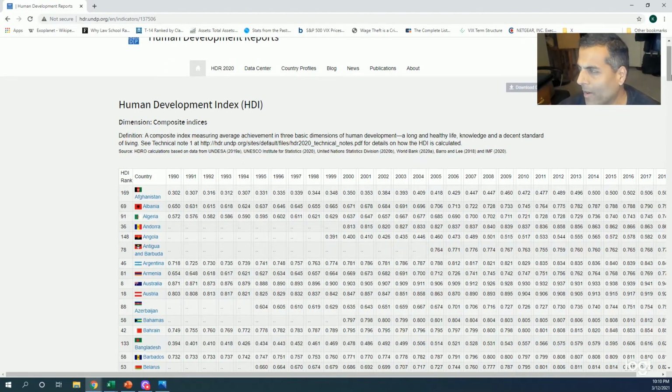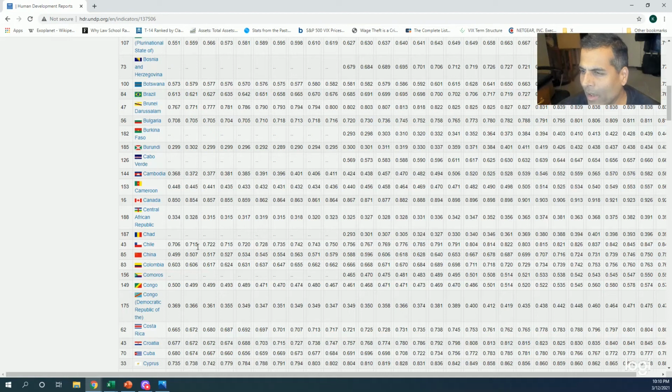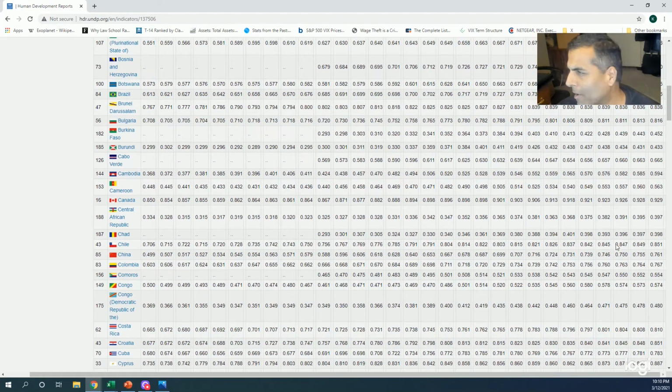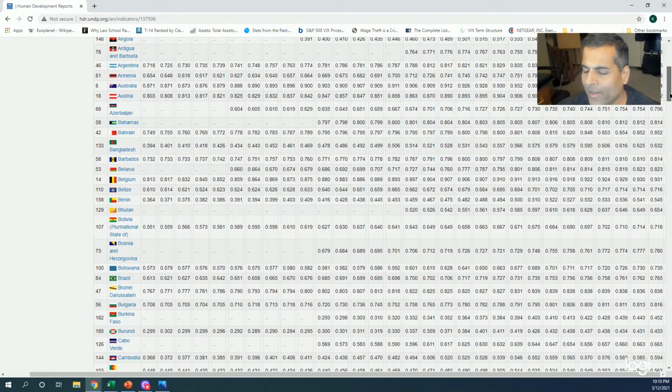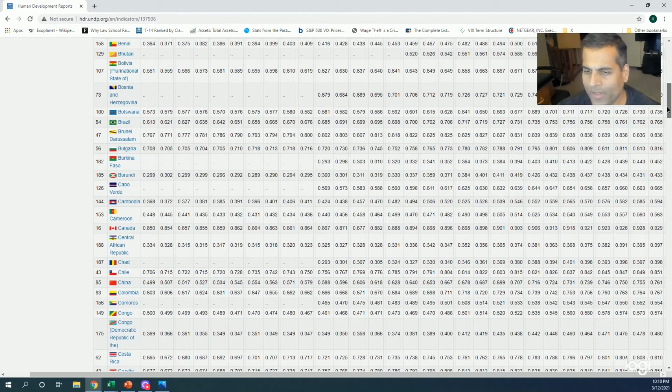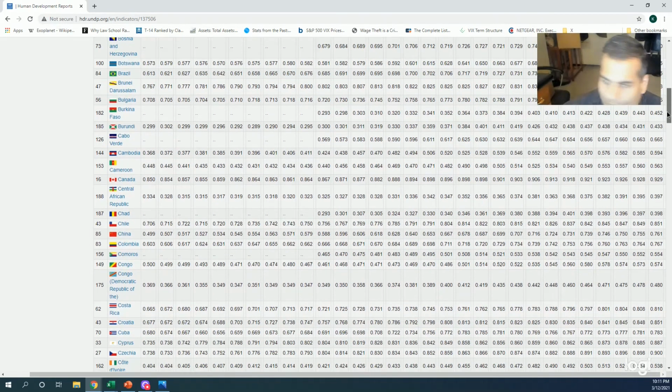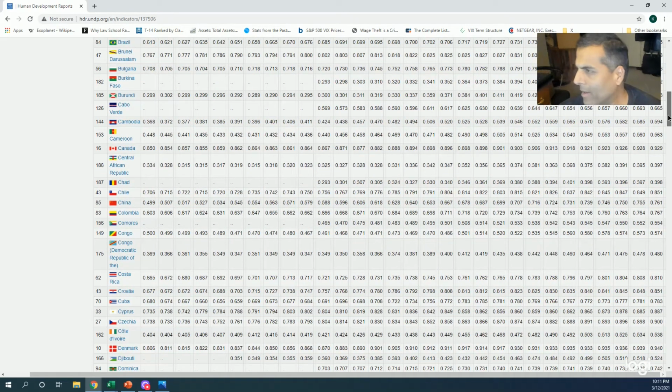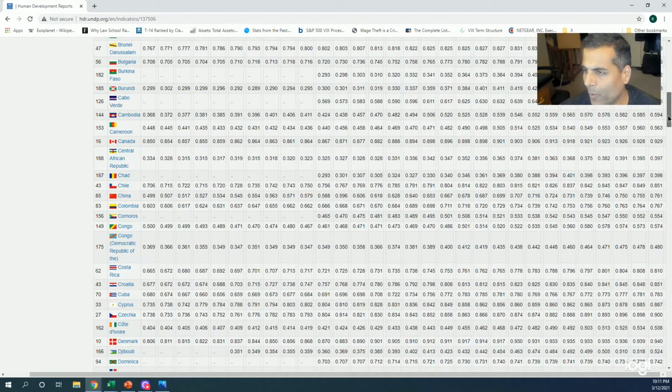You can take whatever country you want and compare. You can see China in 1990 was 0.499, and it rose to a much higher number by the modern era, 0.761. Or you could say that China of 2019 is equal to what South Korea was at a certain earlier year, or that India of 2019 is equal to Brazil of some point in the 1990s.